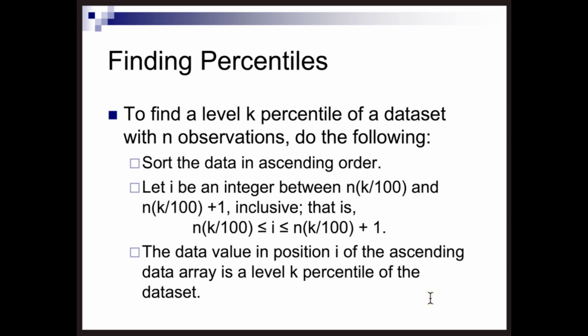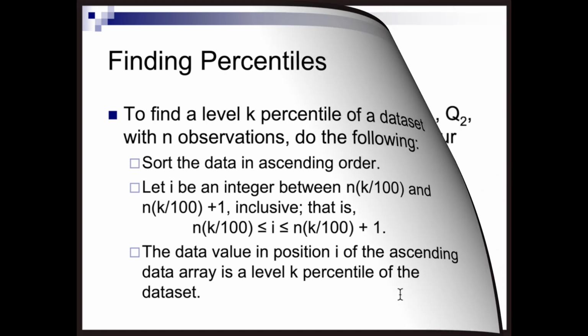Now, in a given data set for a given percentile, it may be the case that there are two integers that satisfy this condition. In that case, you can use either one of the integers and take either one of the corresponding data values in that ascending data array.